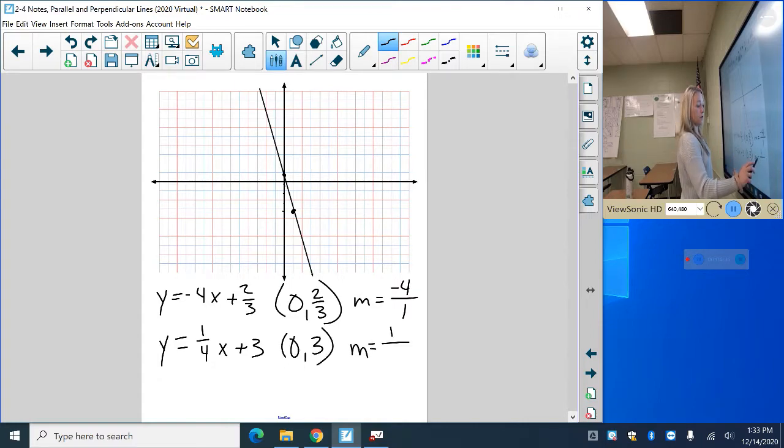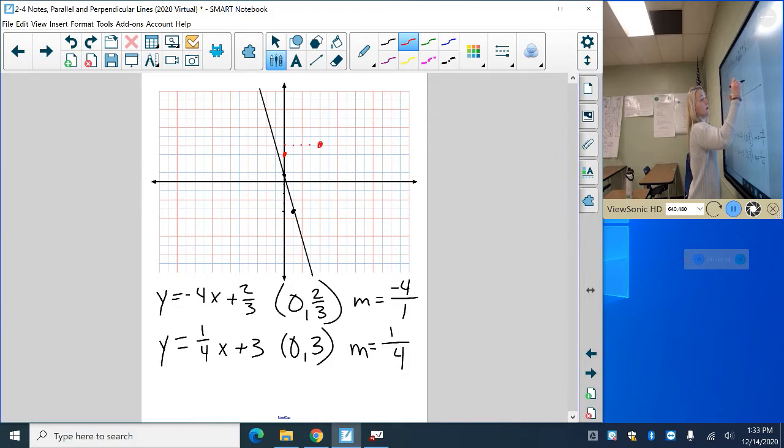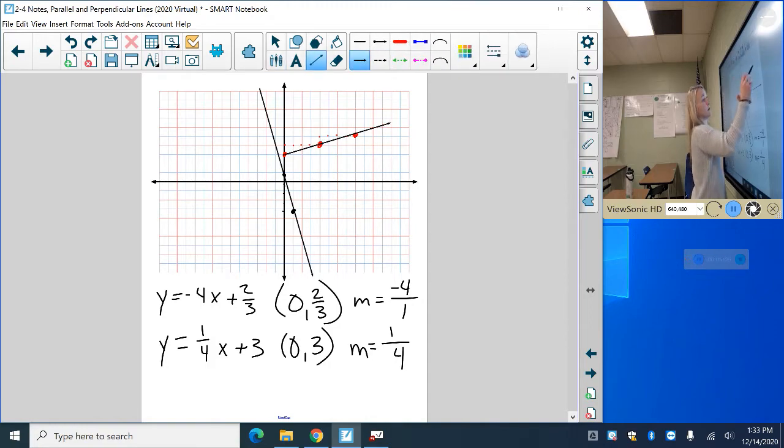And the second one, I'm going to start at 0, 3, and I'm going to go up 1/4. Use a different color so you can see. I'm going to go up 1/4. Up 1, 2, 3, 4/4. Oops, I went over 3 on that one. Let's do that again. Up 1/4. 1, 2, 3, 4. Up 1/4. 1, 2, 3, 4. There we go. That's better.